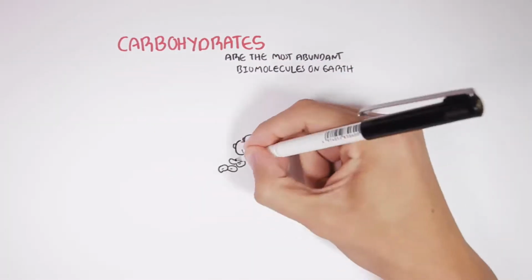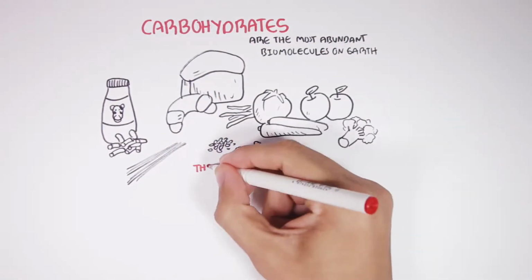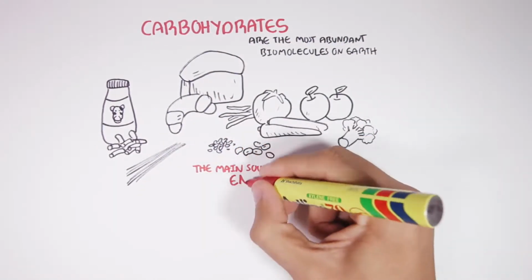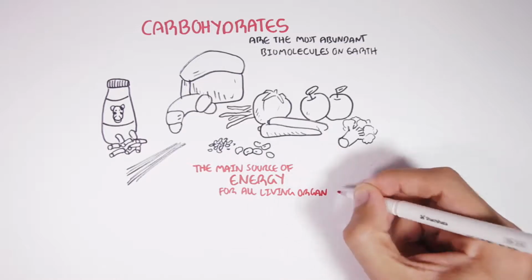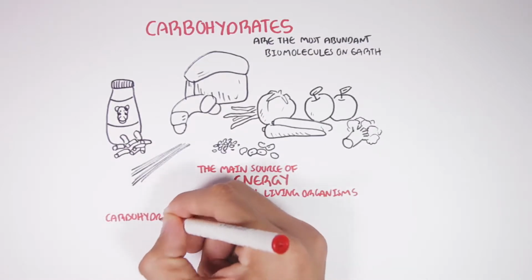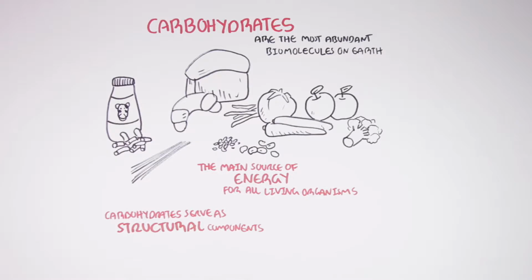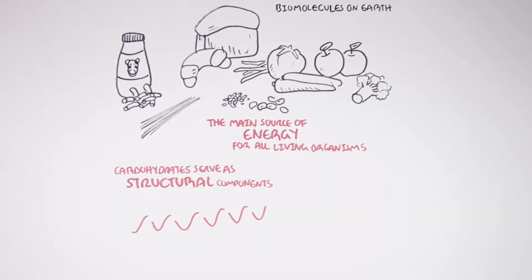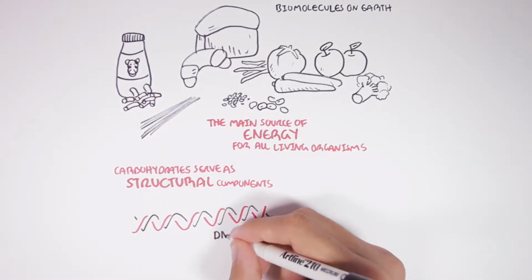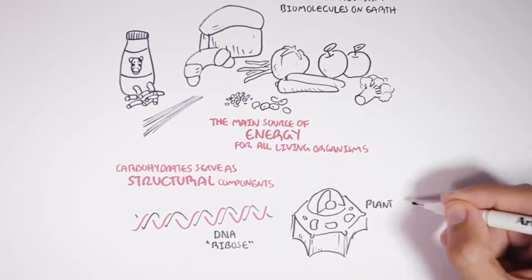Carbohydrates are the most abundant biomolecules on Earth. They are found everywhere. Carbohydrates are a major source of energy for all living organisms, such as animals and plants. But they are not only important for energy, carbohydrates also serve as important structural components. For example, DNA contains the carbohydrate ribose, and the plant cell wall is made up of the carbohydrate cellulose.